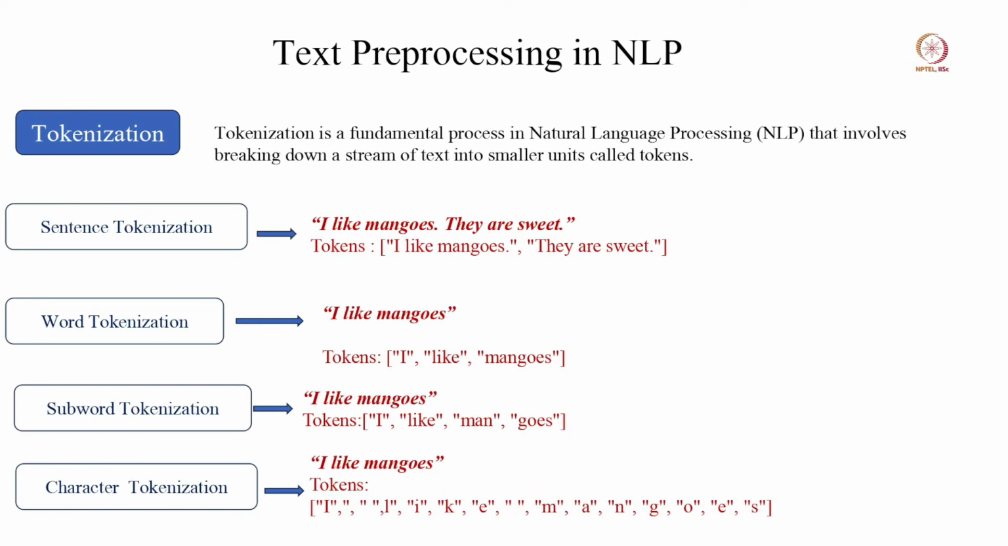And then we can have character tokenization, where we will have all the characters as separate tokens. Like, I like mangoes, so I becomes one separate token. Then there is a space that becomes another token.